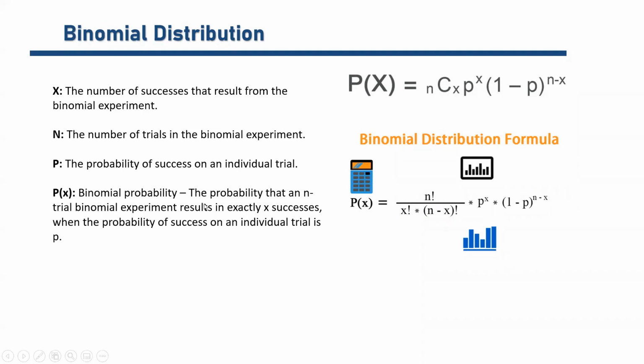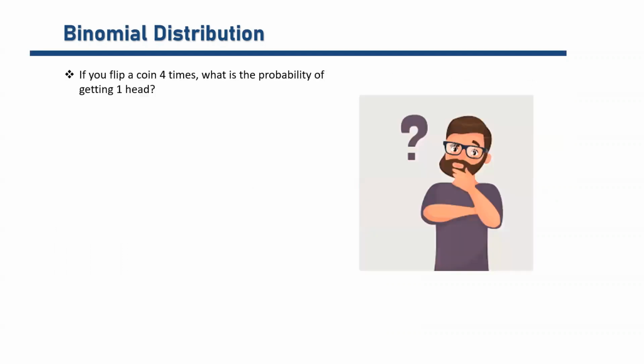Binomial probability: the probability that an n-trial binomial experiment results in exactly x successes when the probability of success on an individual trial is P. We know that the individual trial success is 0.5, and I want to find out how many times I am going to get a head, exactly x successes. Let's understand this with an example. This theory is very difficult to understand and it's very boring also.